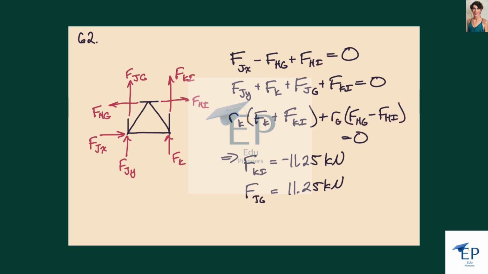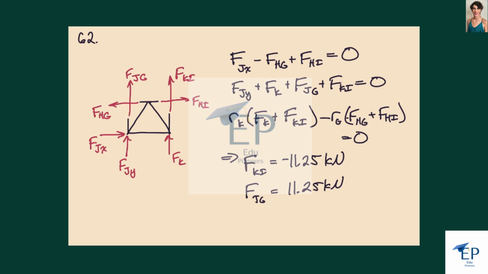We could change this around a little bit to make it a little more explicit. We could say this is a minus sign, and then this a minus, and then this a plus. So we have FHI minus FHG as basically an unknown here. So if we combine those two, that gives us three equations and three unknowns.